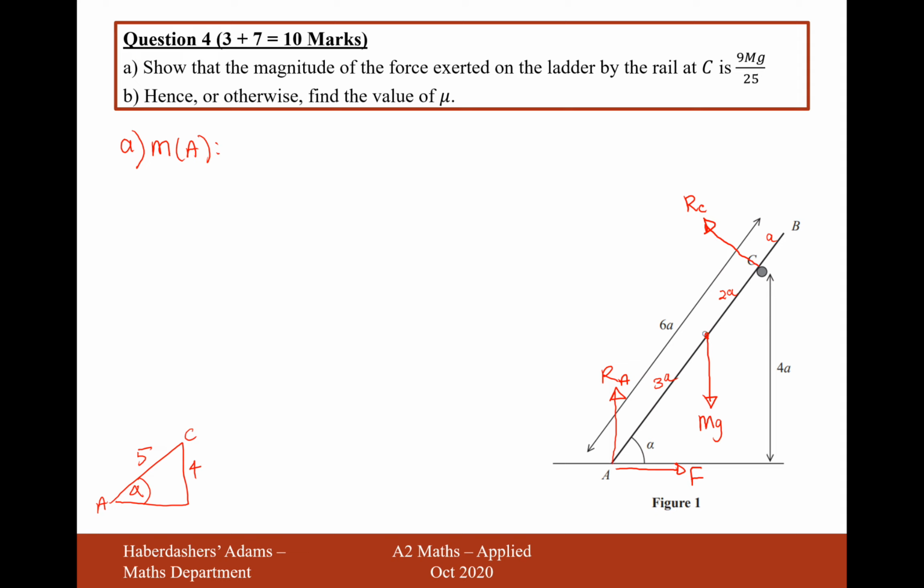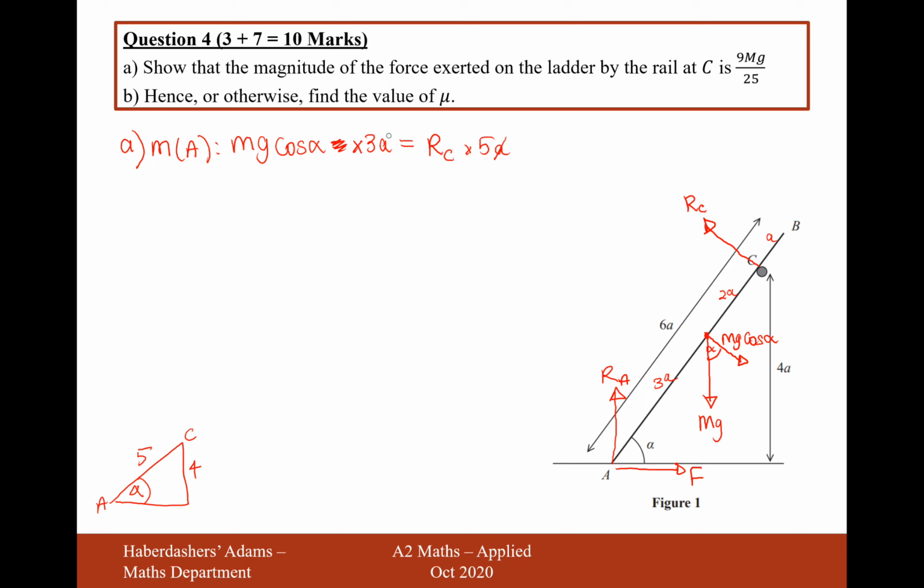Now the first thing we have to do is work out this perpendicular force here. Now if that's alpha, then this is going to be alpha, so this is going to be mg cos alpha. So mg cos alpha times the distance, because it's a moment we're working out, times 3a, will equal the RC force times 5a.